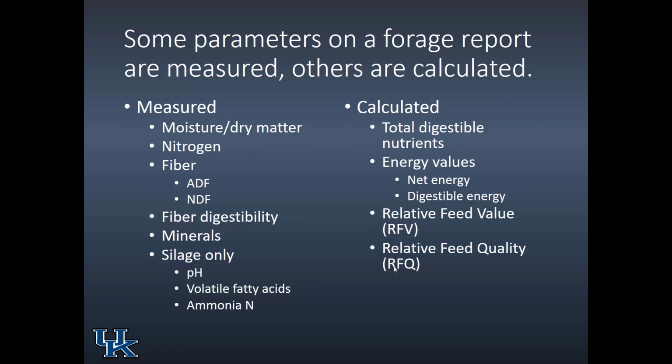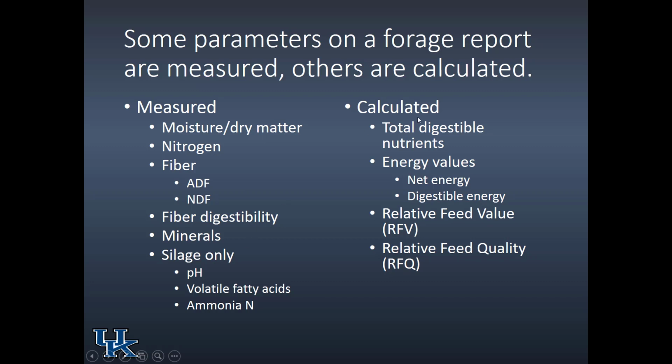Now, one critically important thing to remember is that some parameters on a forage report are measured and others are calculated. On the measured side, moisture, or I should have said just dry matter here. We actually calculate moisture from dry matter. Nitrogen, we will measure nitrogen, estimate protein. We will measure fiber and estimate energy and intake from that. We'll measure fiber digestibility. We will measure minerals. We will measure pH, volatile fatty acids, ammonia in silage.